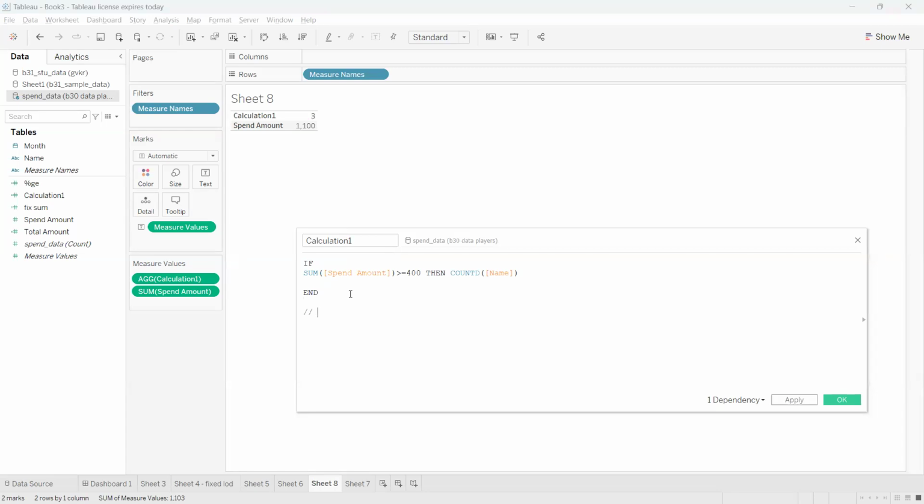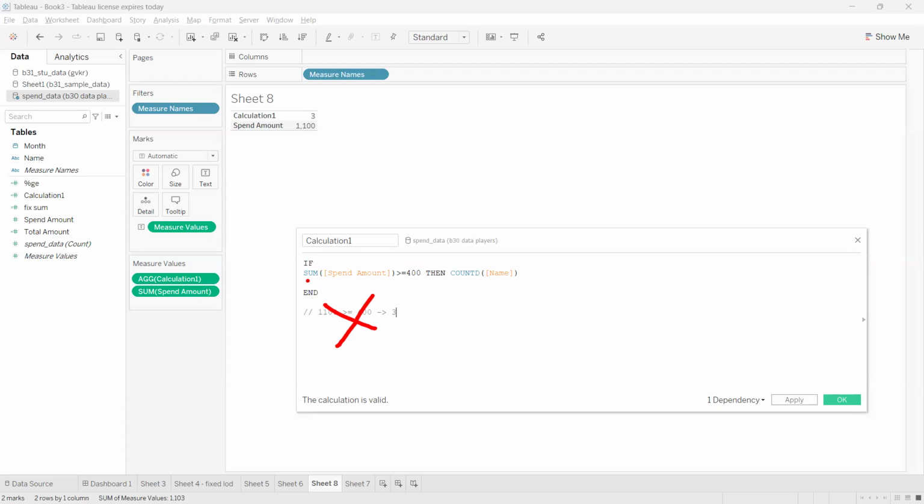I'm going to the next sheet here. On the left side, it will take 1100, and it is trying to compare it with the 400. So this condition is satisfied, right? As this condition is satisfied, Tableau goes directly to the name field and calculates the count of all these names. The count of all the names comes to 3 here, but that is a wrong answer.